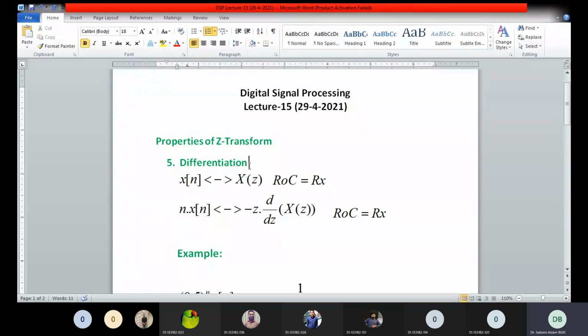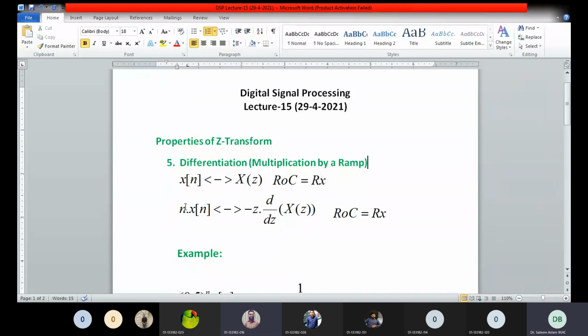It is also known as the multiplication by a ramp property. Why do we say multiplication by ramp? Because this n is equal to the ramp. Can anyone explain how this n is basically a ramp function? Okay, let me ask a first basic question. What is a ramp function?